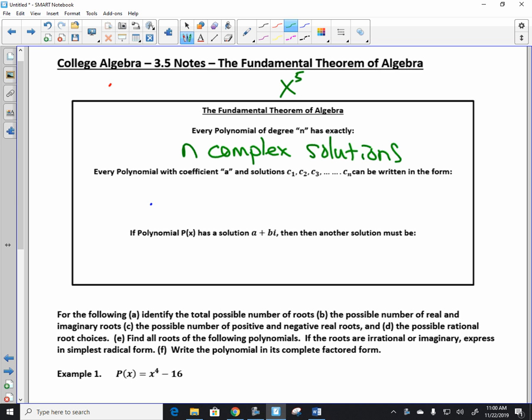Fundamental theorem of algebra in kind of very short terms is, suppose I have a polynomial x to the fifth. It would have 5 solutions. Now, some of those solutions may be real, some of them may be complex, imaginary, but every polynomial of degree n has exactly n complex solutions. So it could have real solutions, imaginary solutions, complex solutions. Together, those all make up the complex number set.